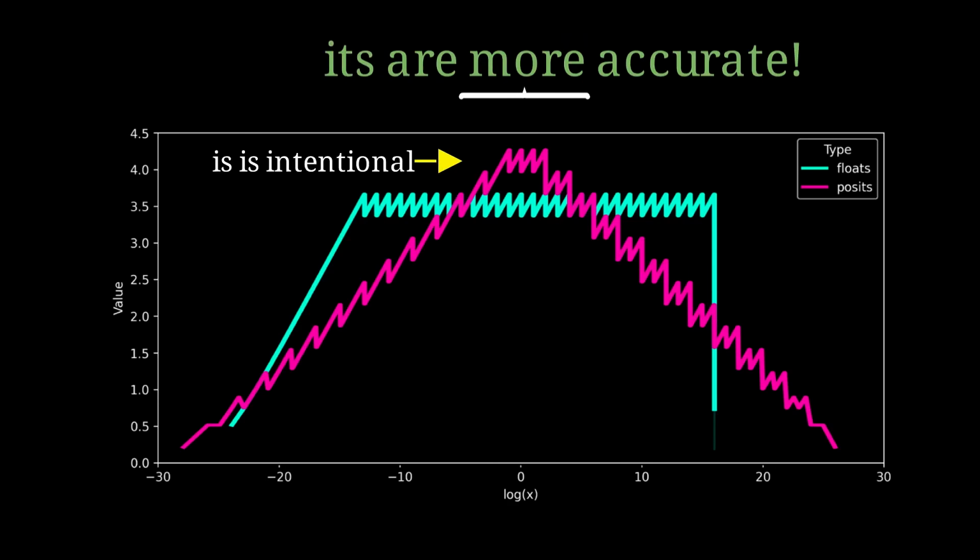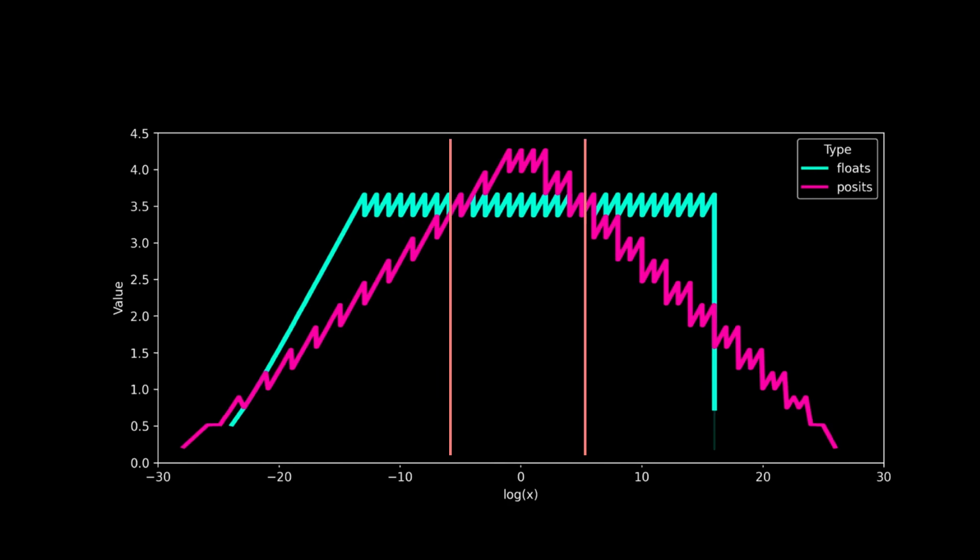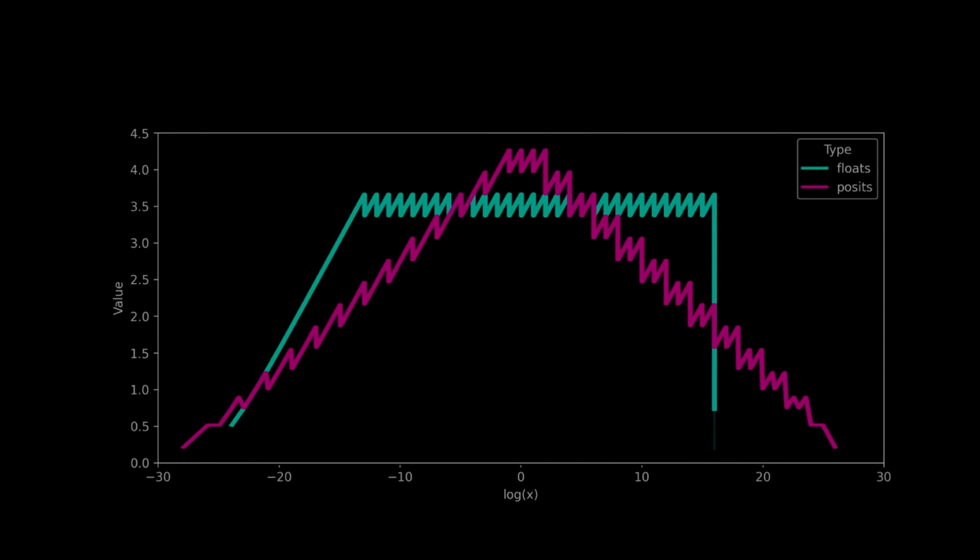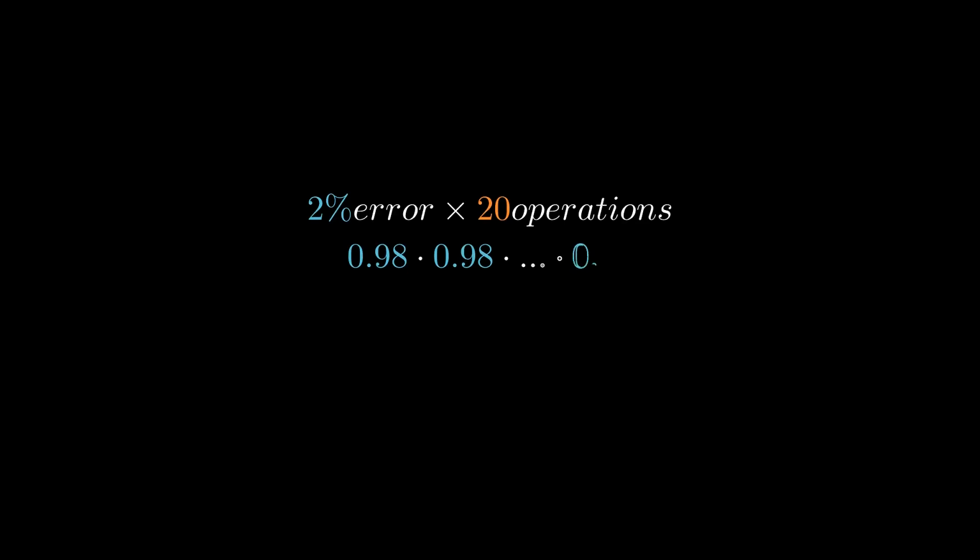Calculations never really leave this range close to 1, so this is where our precision really matters. A far greater problem is that the errors get exponentially worse with each computation. Say that we have a 2% error with each operation. Then after only 20 different operations, we'd calculate 0.98 times 0.98 20 times.